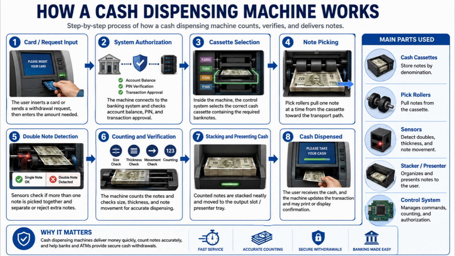So, in simple words, a cash dispensing machine works by receiving a withdrawal request, verifying the transaction, selecting the correct cash cassette, picking and checking notes, counting them accurately, and then safely delivering the cash to the user.